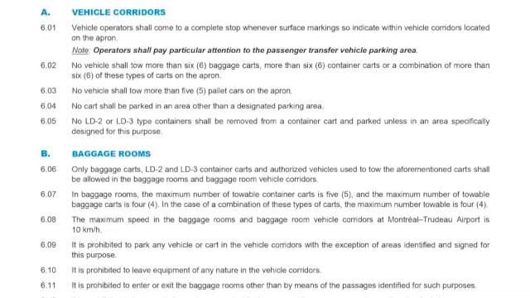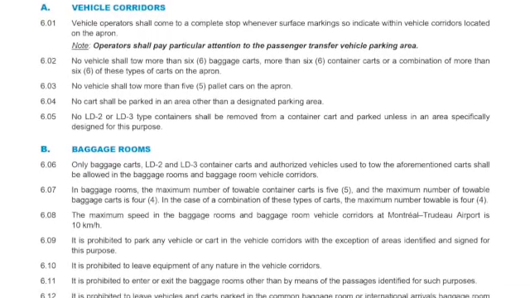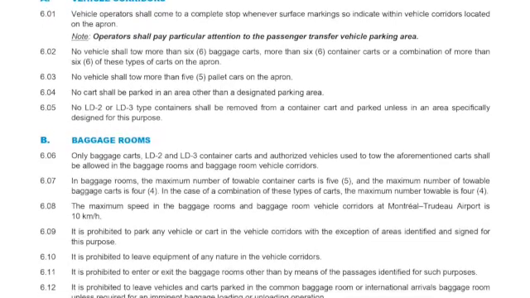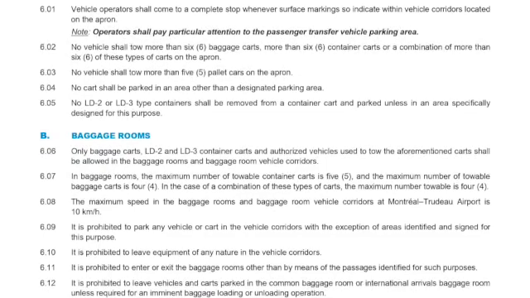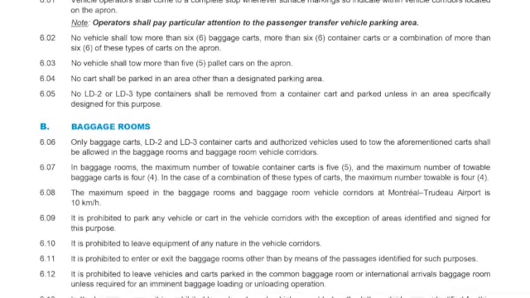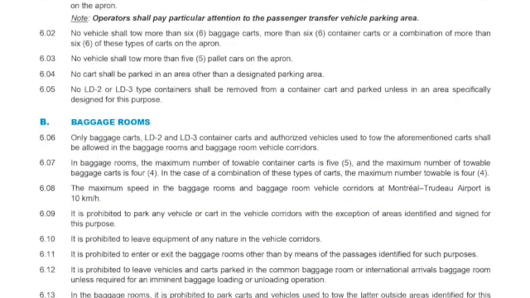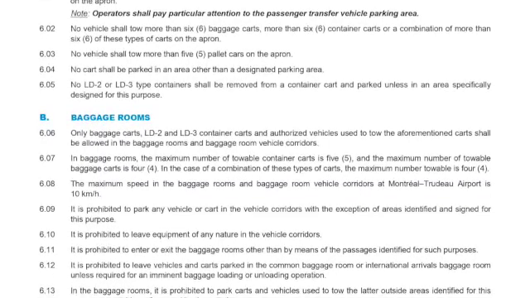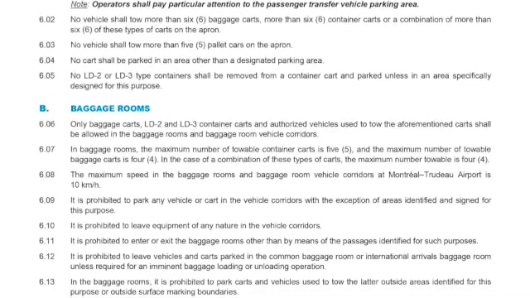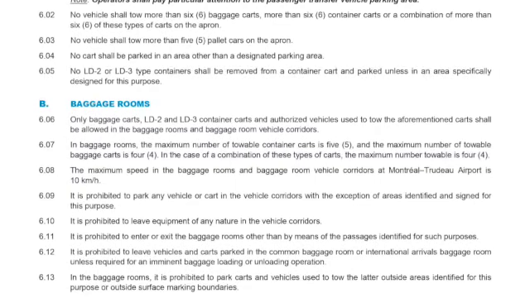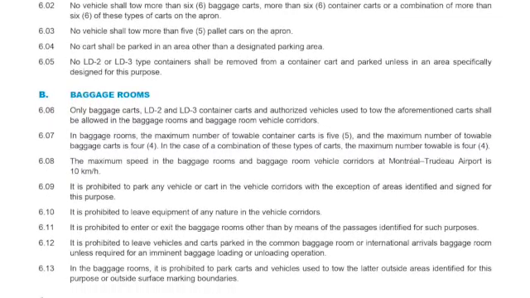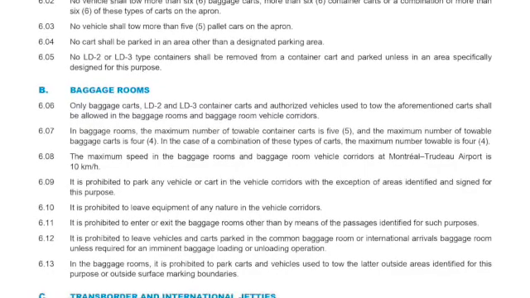6.07. In baggage rooms, the maximum number of towable container carts is 5, and the maximum number of towable baggage carts is 4. In the case of a combination of these types of carts, the maximum number towable is 4. 6.08. The maximum speed in the baggage rooms and baggage room vehicle corridors at Montreal Trudeau Airport is 10 km per hour. 6.09. It is prohibited to park any vehicle or cart in the vehicle corridors with the exception of areas identified and signed for this purpose.